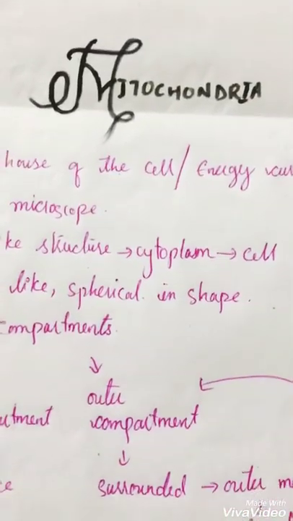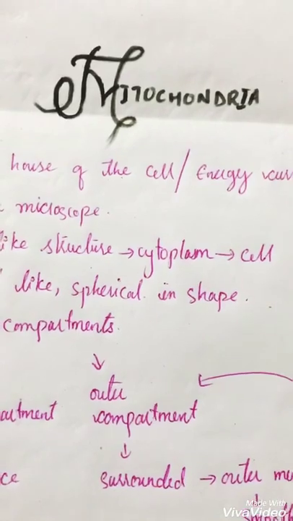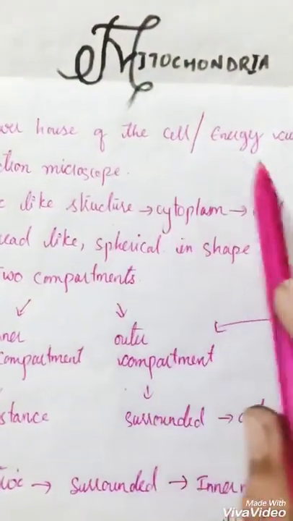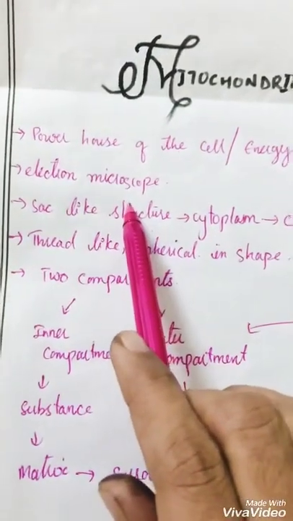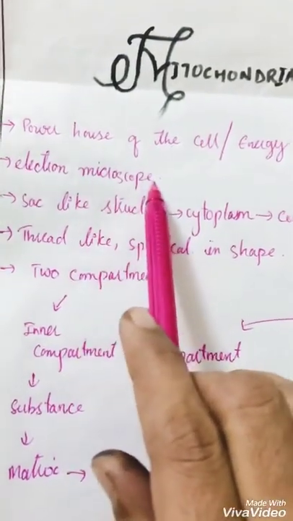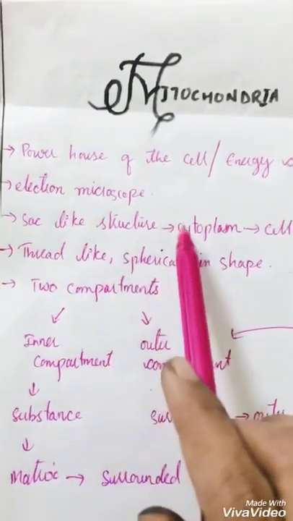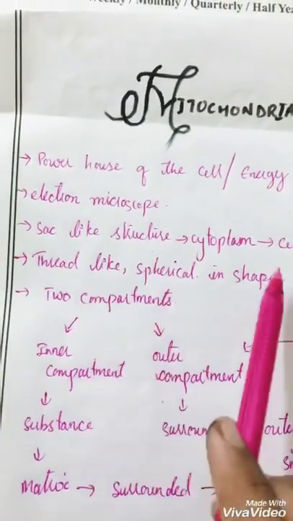Hi guys, today we are going to discuss a cell organelle known as mitochondria. Mitochondria is also known as the powerhouse of the cell or cell energy currency. It can be seen only with a special microscope known as an electron microscope. It is a sac-like structure found in the cytoplasm of the cell. It can be thread-like or spherical in shape.